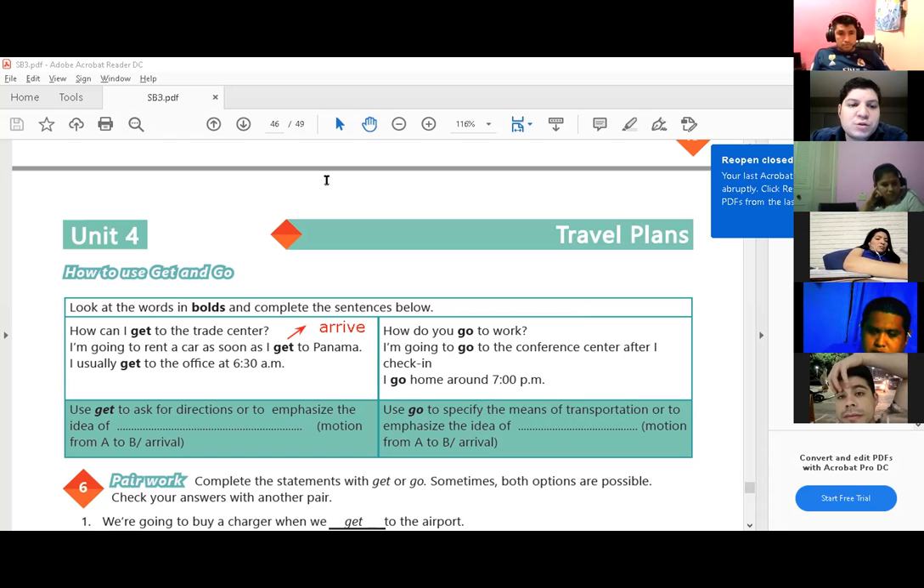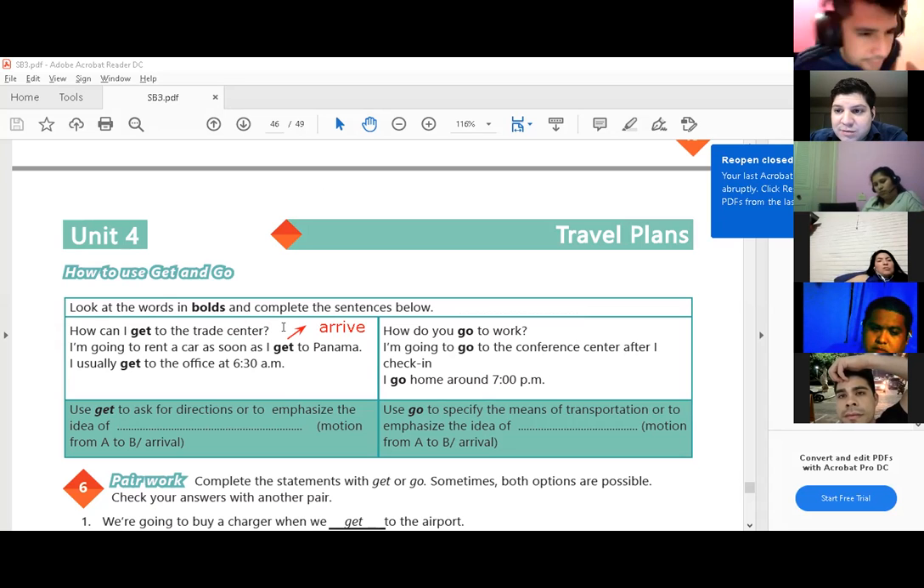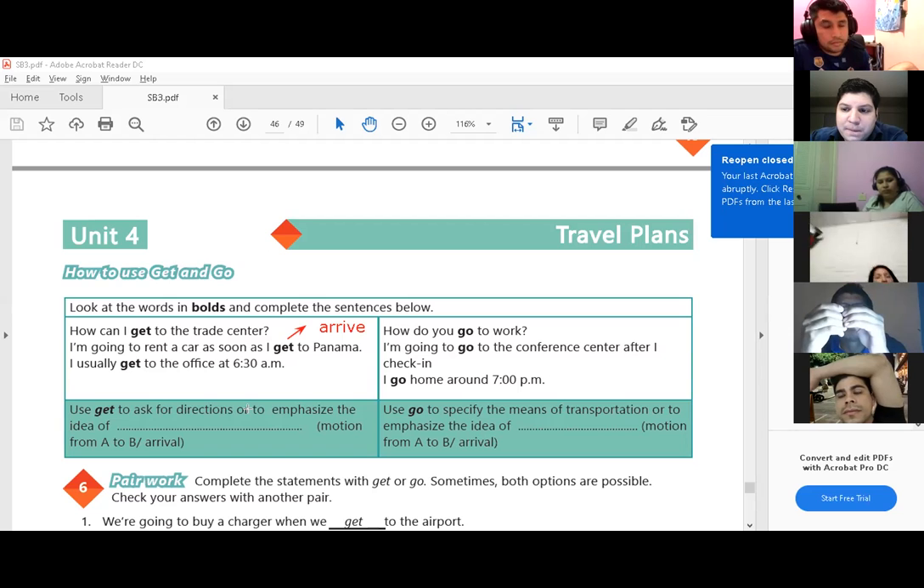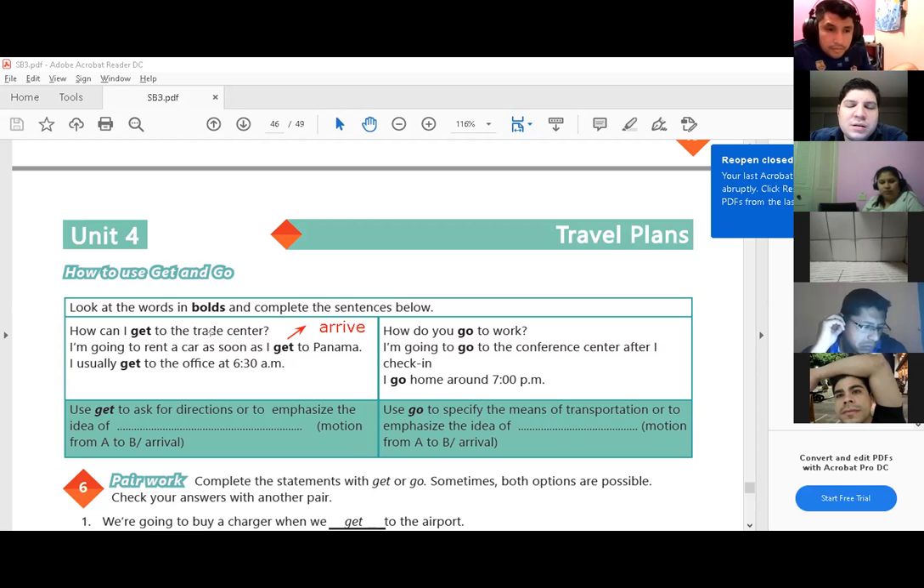How can I get to the trade center? It's the same as, well, how do you put it? Here we cannot say, how can I arrive? No podemos decir, how can I arrive? But the context is the same. How can I get to the trade center? ¿Cómo puedo llegar? Right? So we are going to use get in this case to ask for directions. Okay. So how do you say, ¿cómo puedo llegar al centro de comercio?